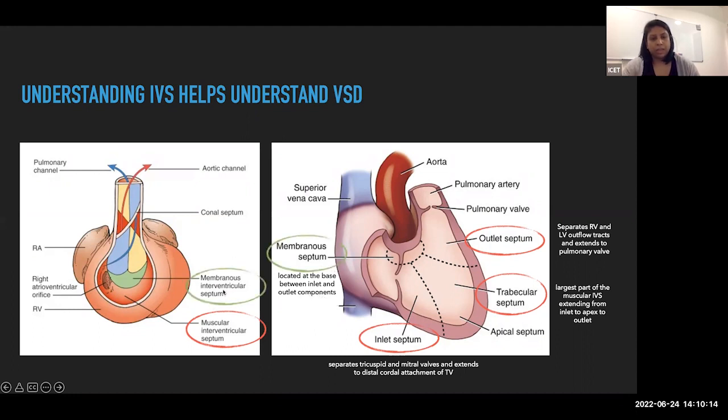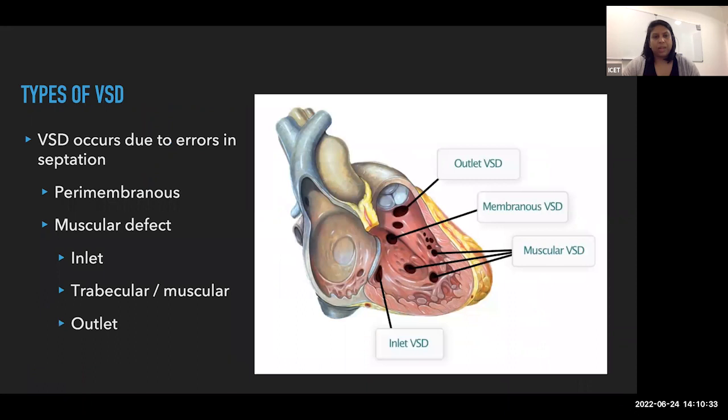The membranous interventricular septum is located at the base of the inlet and the outlet components. Finally, the conal septum is what ends up becoming the closure between the aortic and pulmonary valves, which you can see there. So VSDs form when there are errors in the septation or the formation of these various different components of the interventricular septum.